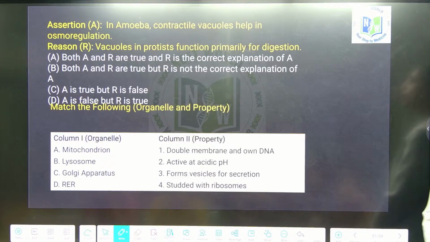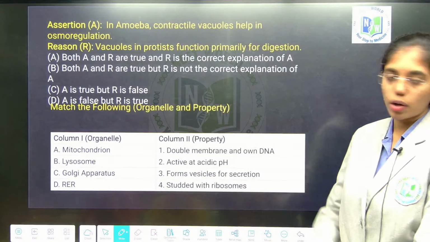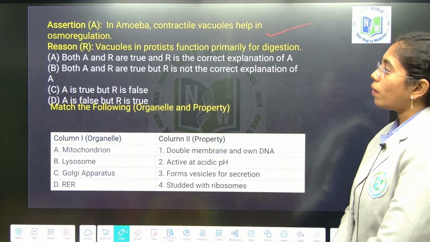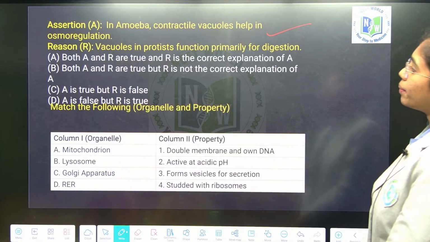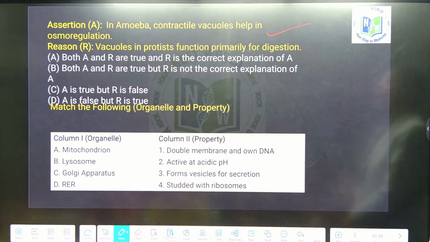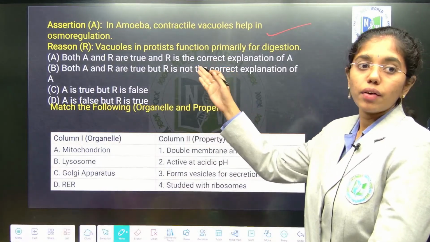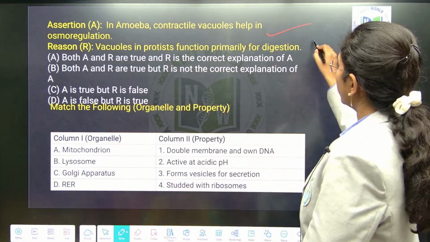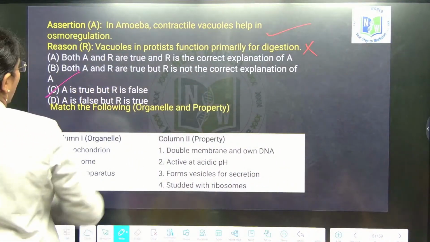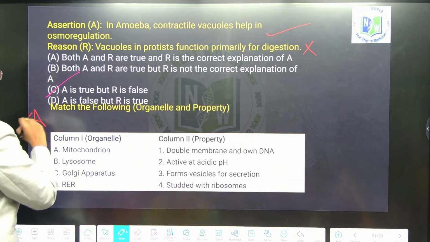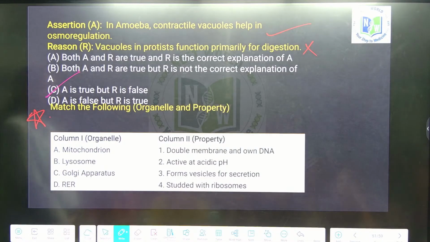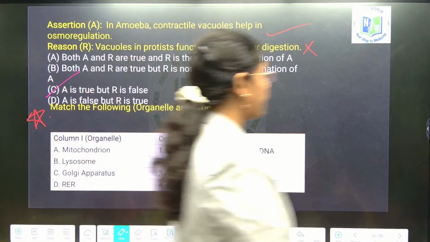Assertion, what did he give? In amoeba, contractile vacuoles help in osmosis. We discussed yesterday, vacuoles in protists function primarily for digestion. Food vacuoles which are present in paramecium help in digestion, but he didn't mention it right away. We have 3 different types of vacuoles. So here A is true, R is false. Next, match the following type of question. Options will be given in the next slide.